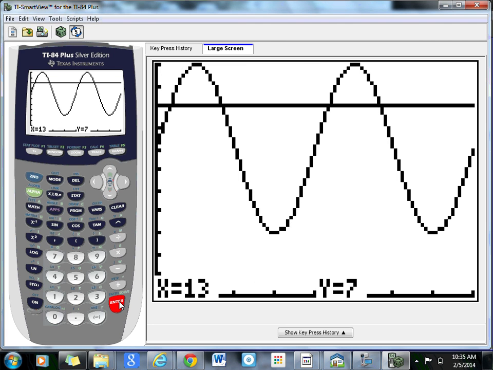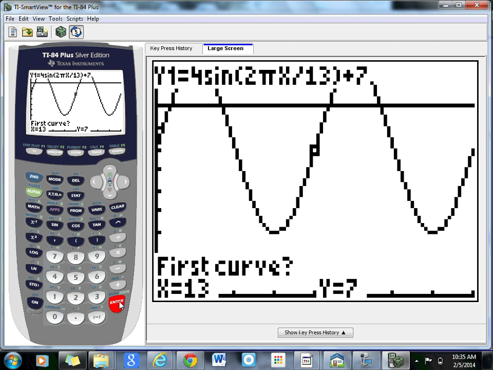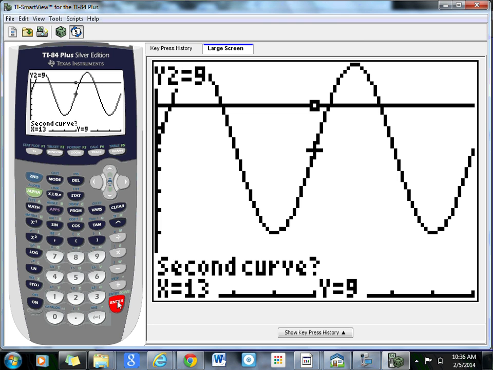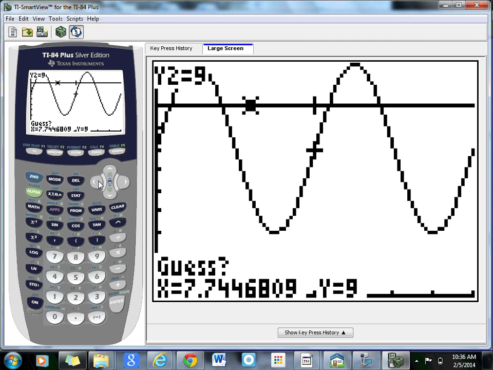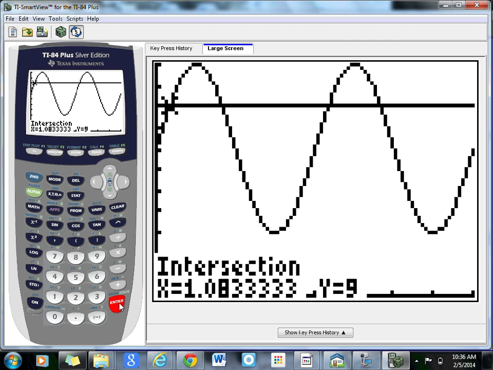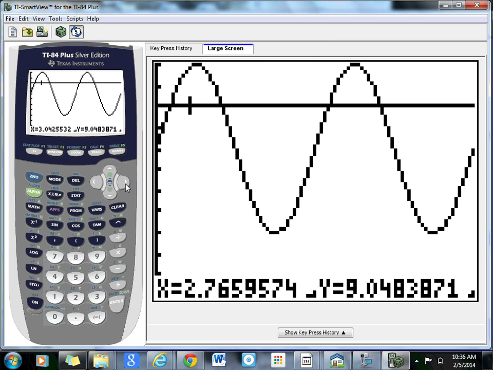To intersect. And you have to kind of tell the calculator where to look. So the first curve, just hit enter, because we're just verifying which curves we're using. So we're looking at the sine curve and the straight line. And then it says our guess. So here's where I actually want to move the cursor over to my first intersection point, because there's quite a few intersections here, so we're going to guess right there. Hit enter. And we have our first intersection point. So at 1.08 would be the time.